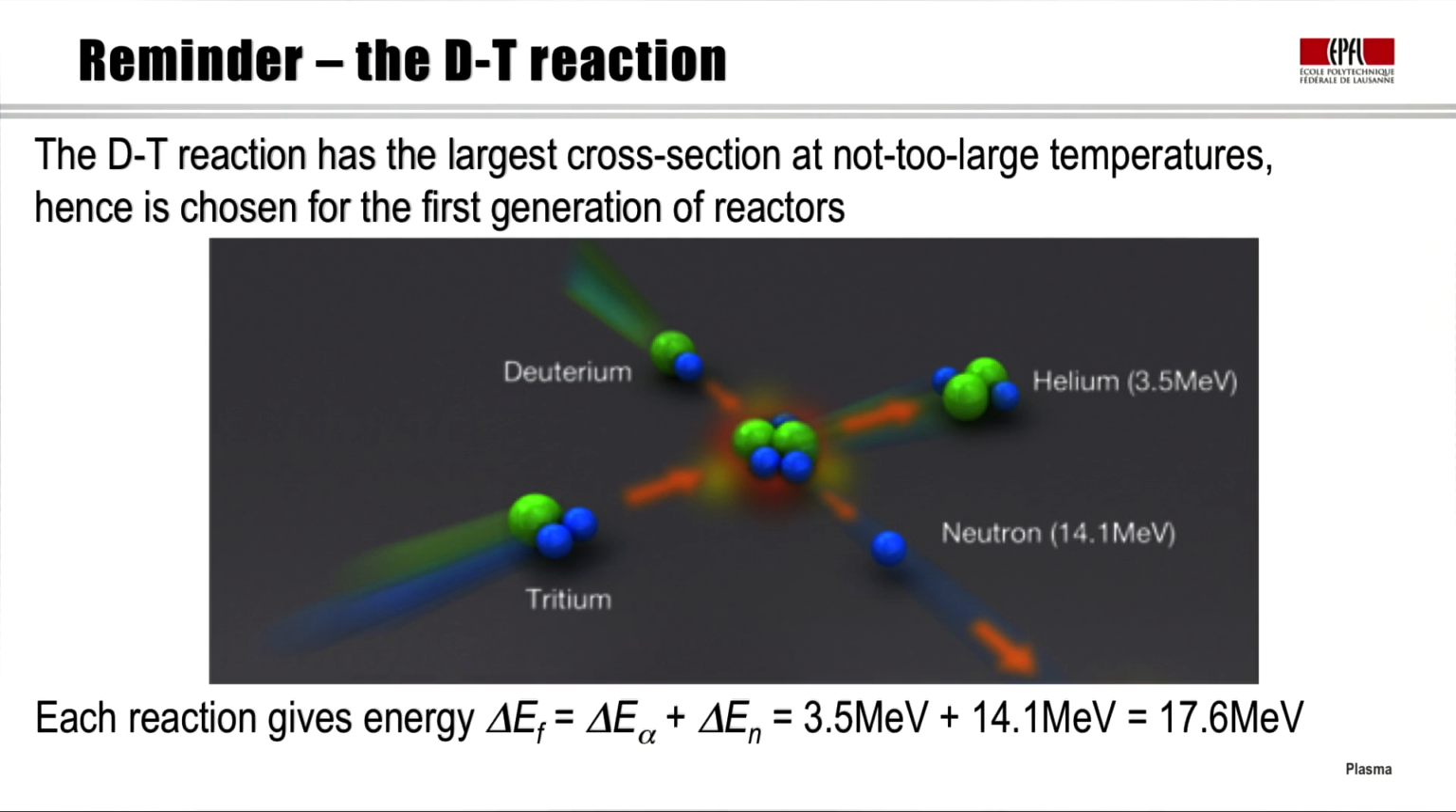As a reminder of what we have discussed in a previous course, here I have reported the same picture we have shown with a DT reaction. The DT reaction has the largest cross-section and not too large temperatures, which means that's the one that we choose for operating the first generation of fusion reactors. Each reaction gives an energy that's the sum of the alpha particle energy of 3.5 MeV and that of the neutron at 14 MeV, for a total of 17.6 MeV.